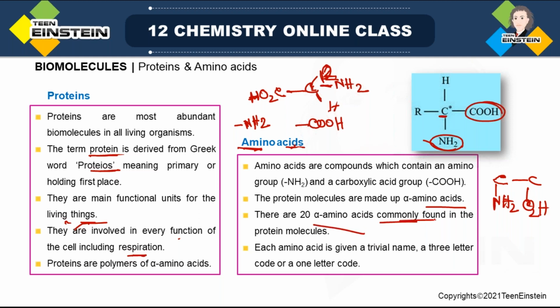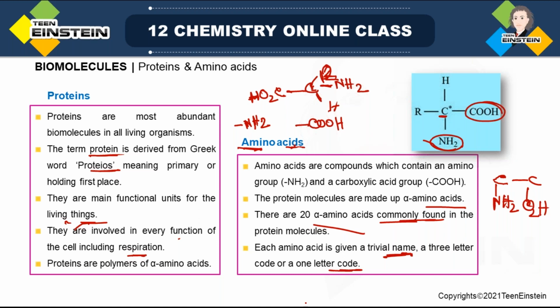There are 20 alpha amino acids that are commonly found in protein molecules. So we have to know only these 20 alpha amino acids. And for each amino acid, there is a trivial name. Now this trivial name may be of two types. One is a 3-letter code and another one is a 1-letter code. So those names we will see. You can also call them symbols for alpha amino acid. After we see the detailed structure of the amino acid, then we'll go to the names. But remember, we use either a 3-letter code or a 1-letter code for alpha amino acid.